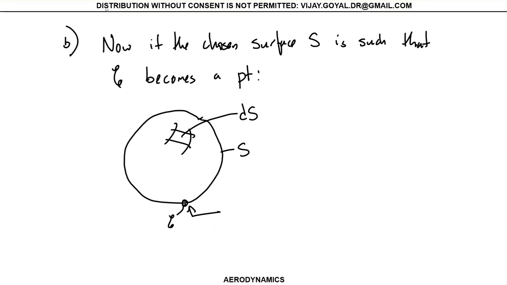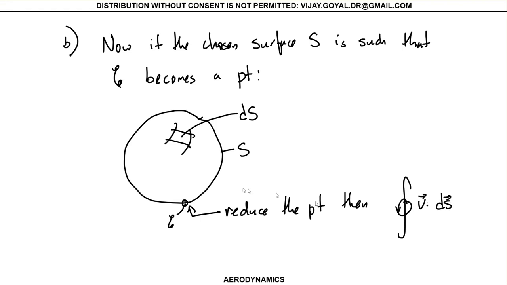If it's bound by this line here, and we want to make this smaller and smaller and smaller, to reduce this to a point, then what we are basically saying is that this integral, the circulation around the point, will actually be zero. So it tends to zero.